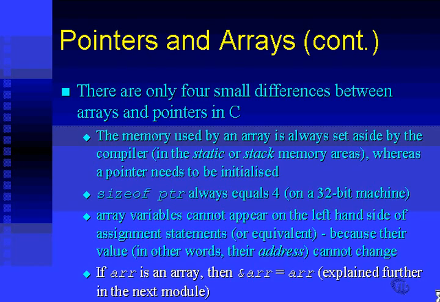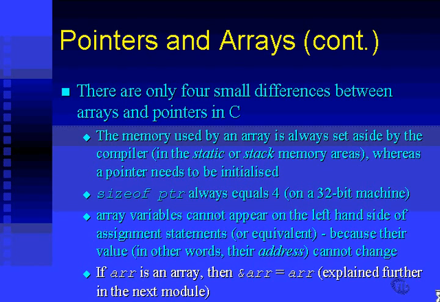And finally, this one's kind of curious. If a variable called r is an array, then the address of r still equals r. In other words, those two expressions, the address of r and r, both evaluate to exactly the same thing, which seems a bit odd, but we'll explain that further in the next module, which is on pointers to pointers.